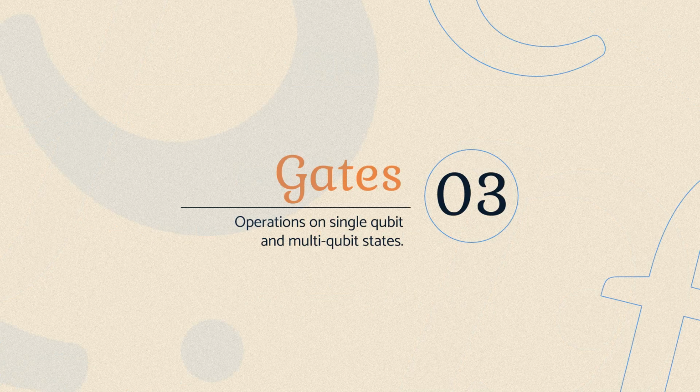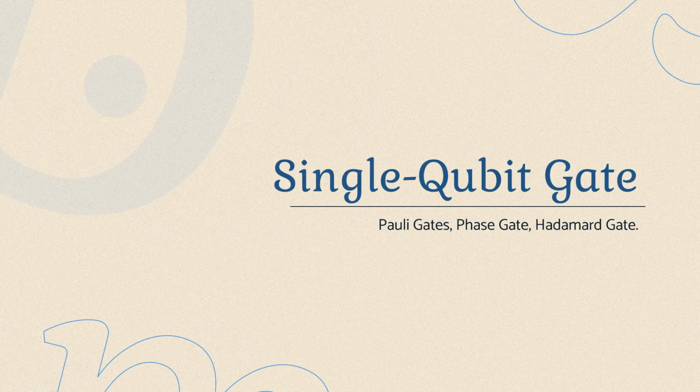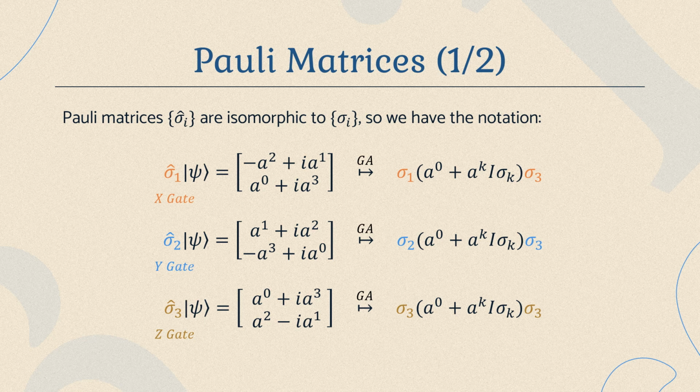Now, let us introduce the quantum gates in geometric algebra formulation. First are the single-qubit gates. Here we'll introduce the Pauli gate, phase gate, and Hadamard gate. As we have seen before, the Pauli matrices sigma i hat are isomorphic to the basis sigma i. So we have the following notation, where a ket state acted on by a Pauli matrix is equivalent to the sandwich product of the state by sigma 1 or sigma 2 or sigma 3 on the left and on the right by sigma 3.